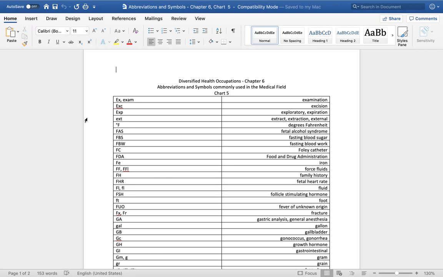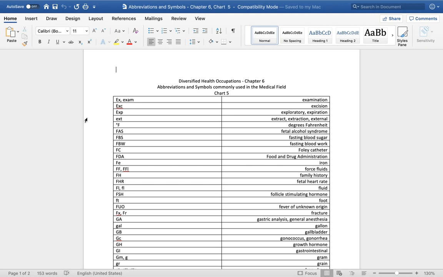EXC, this is excision. This is basically to cut out. To cut out. If you have an incision, it means to cut into. Okay. EXP, this is short for exploratory or exploration. So you could have exploratory surgery. If the signs and symptoms don't add up to anything definitive, they may do exploratory surgery to confirm a diagnosis or to fix a problem.